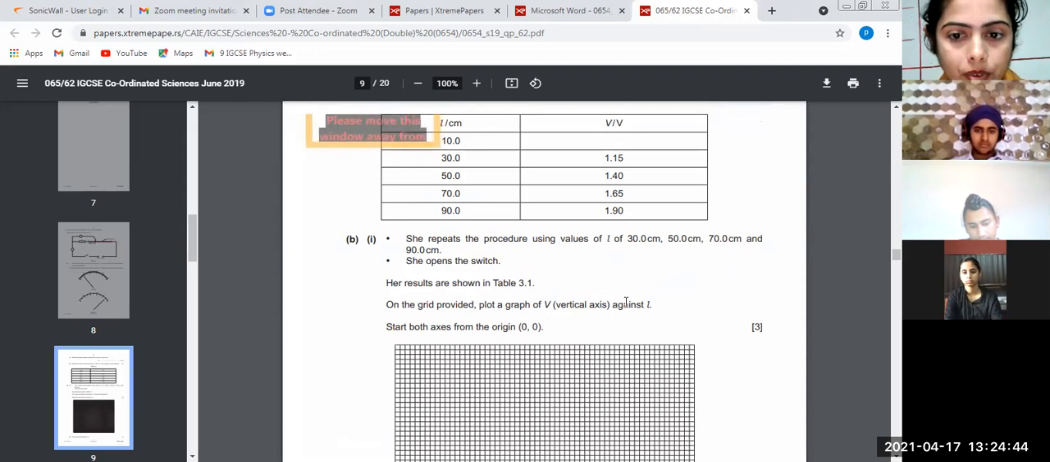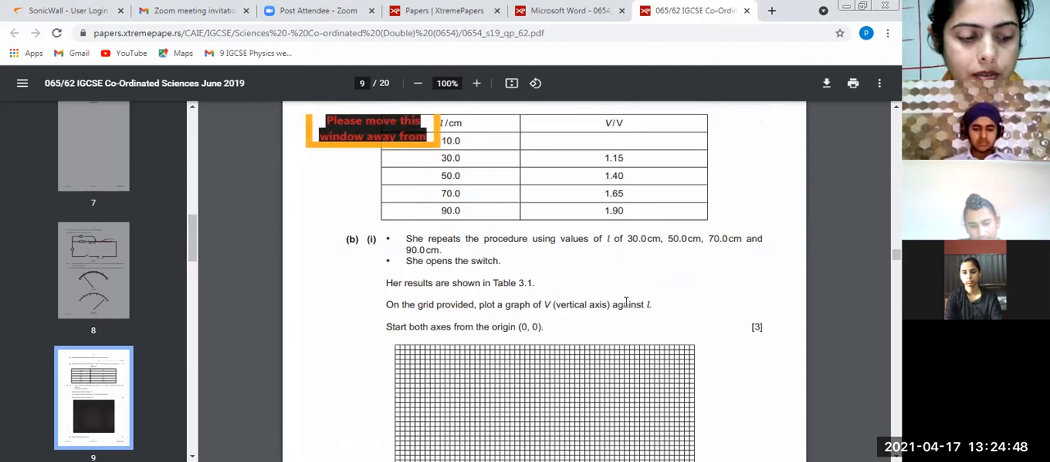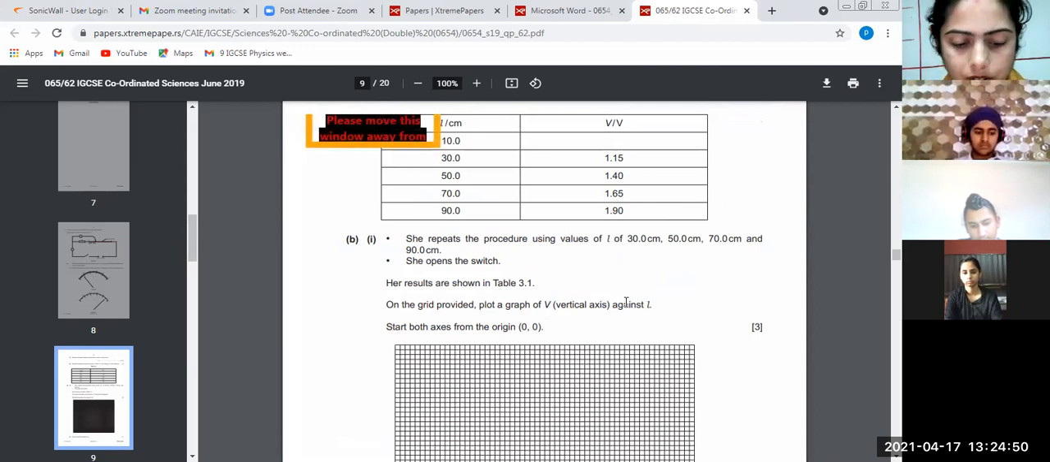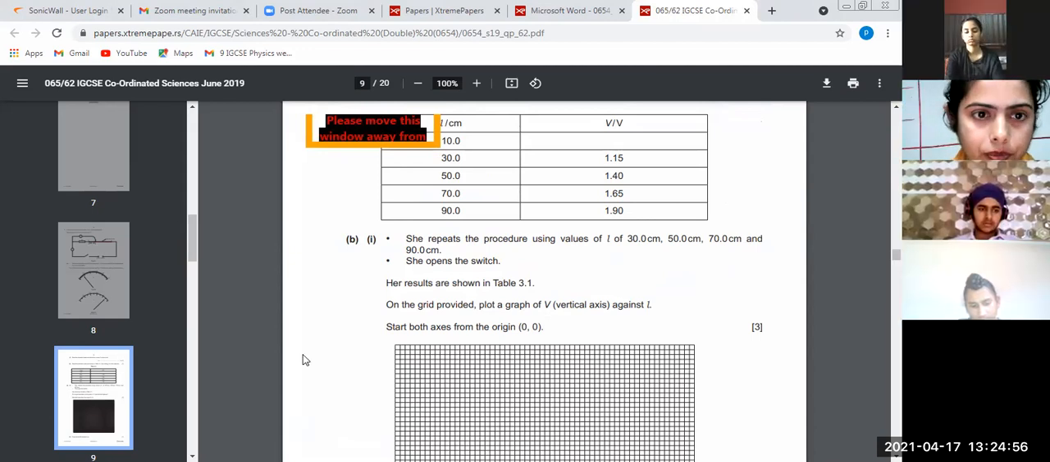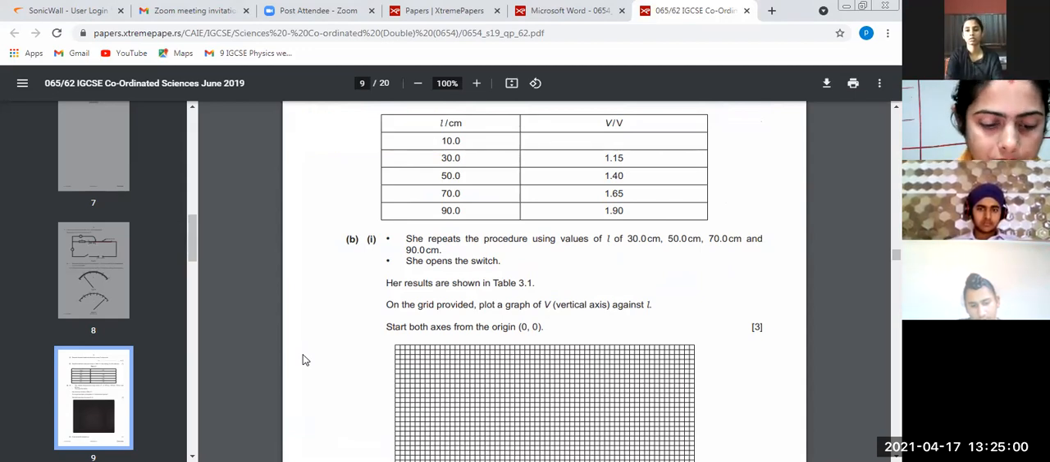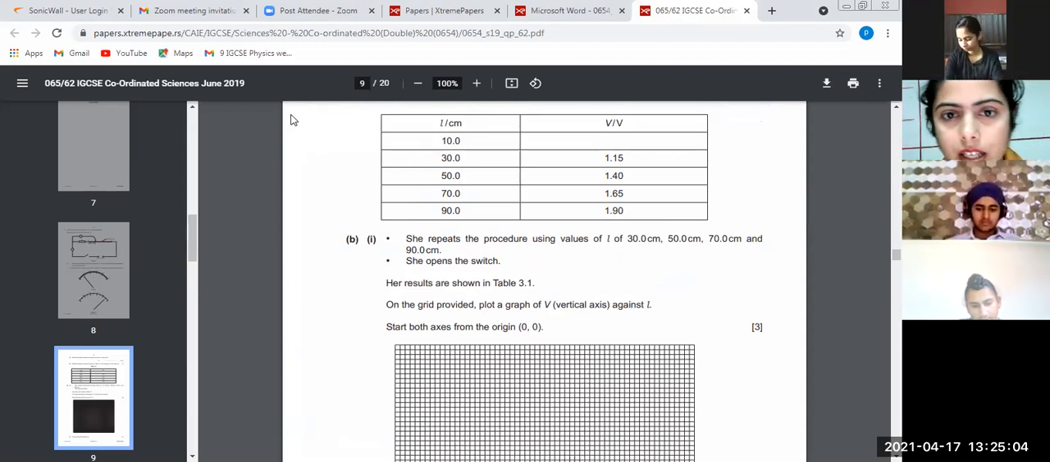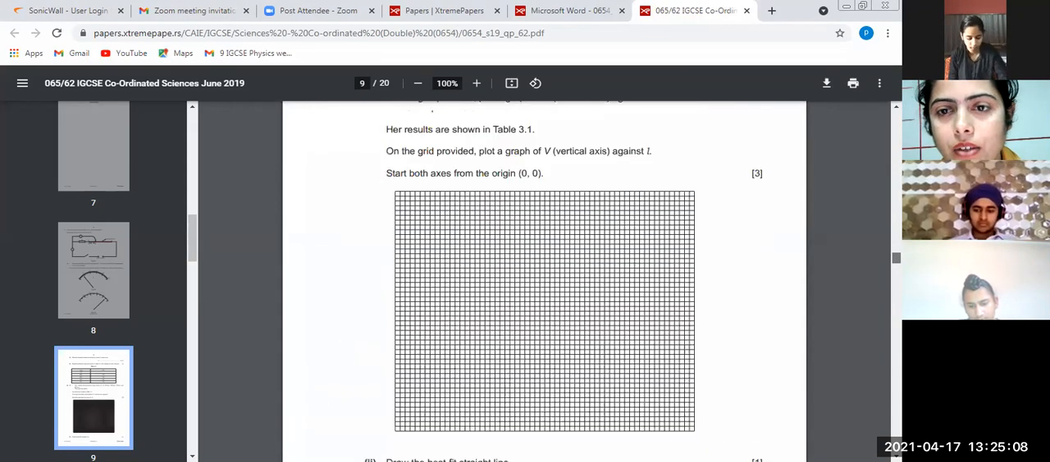Which is your vertical axis? Which one is the vertical axis, the X side or the Y side? Yes, Singh Saki. Y side. This is the Y side. So on the Y side you are going to have the values of V, and on the X axis you are going to have the values of length.